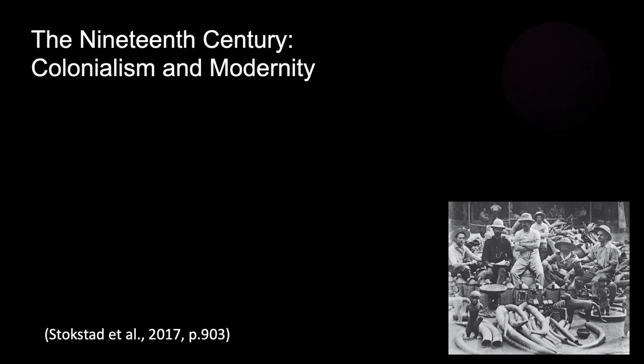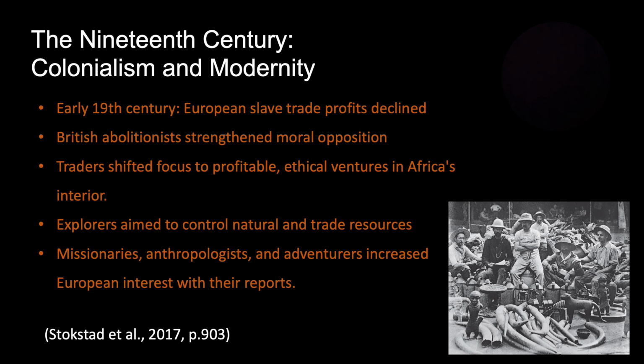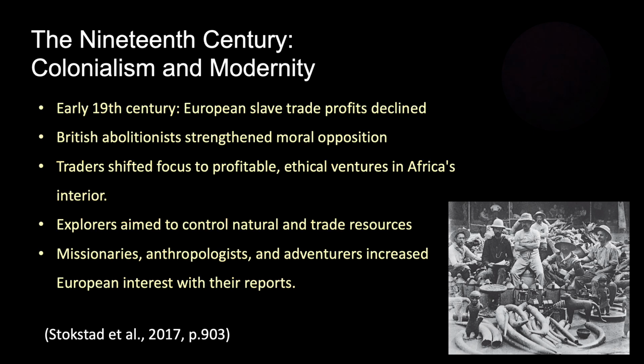Concerns regarding slave trading in Africa were rampant and prompted European traders, explorers, missionaries, and anthropologists to turn their attention towards Africa's interior to secure its resources. By 1914, almost the whole continent, aside from Ethiopia and Liberia, was under the control of European powers.